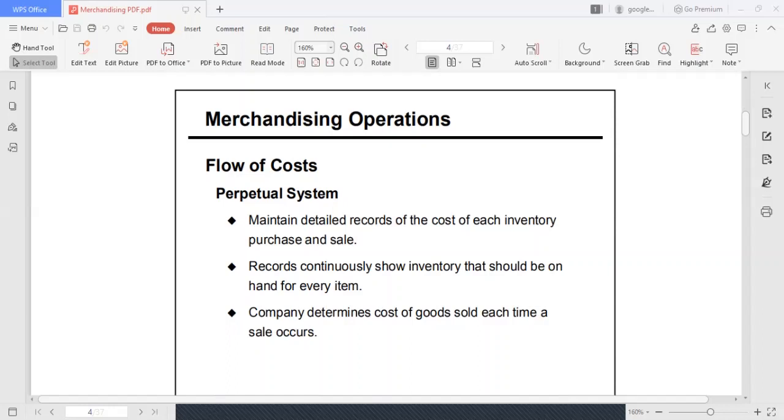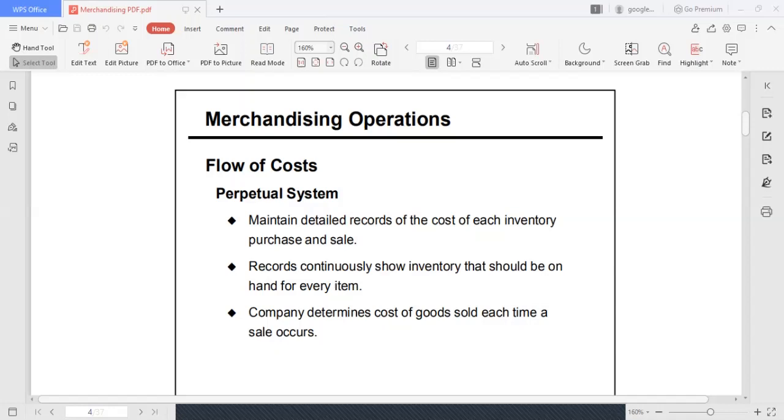Under the perpetual system, it maintains detailed records of the cost of each inventory, purchase, and sale. Ibig sabihin, every time bumibili or every time magbebenta ka ng inventory mo, under the perpetual system, ire-record mo siya. So lahat ng pumapasok na inventory at lumalabas ng inventory, if you are using a perpetual system, all of those things are being recorded. Considering that, records continuously show inventory that should be on hand for every item.